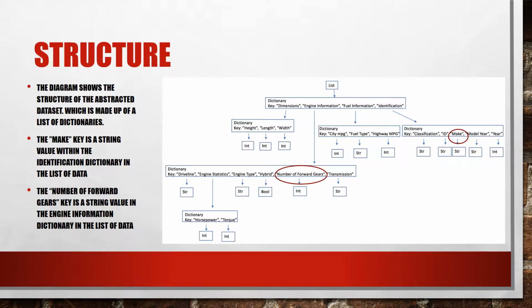The diagram to the right shows the structure of the abstracted dataset, which is made up of a list of dictionaries. The make key is a string value within the identification dictionary in the list of data. The number of forward gears key is a string value in the engine information dictionary in the list of data.